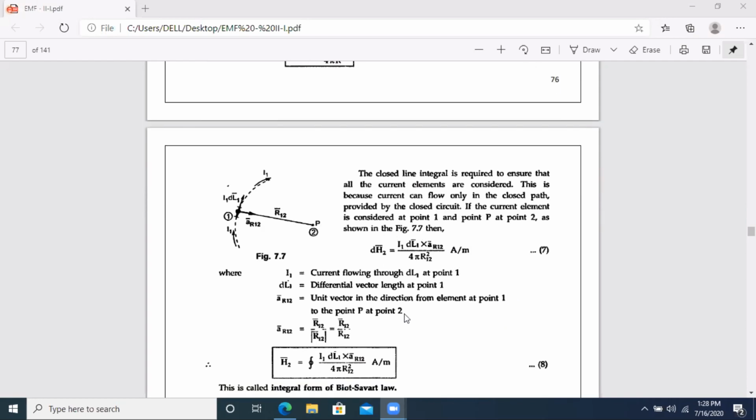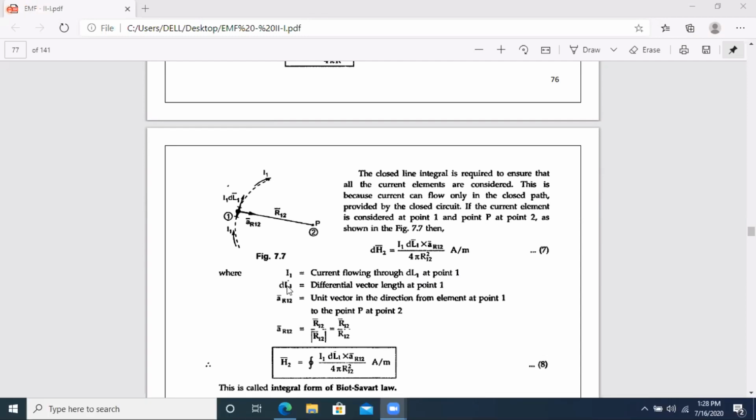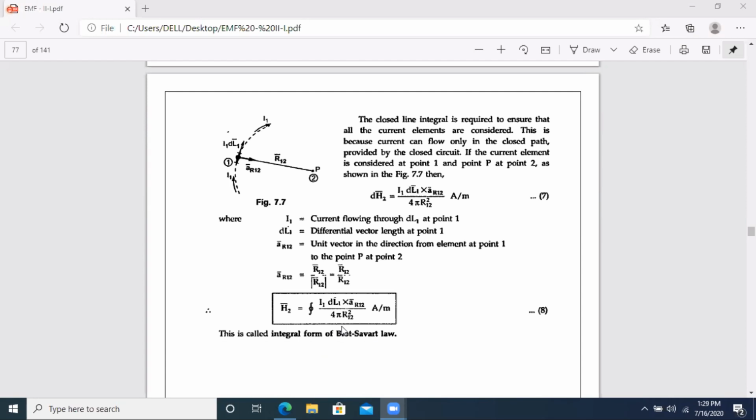For this equation, we have I1, current, times dL1 at point one, the differential vector length at point one, and aR12, the unit vector in the direction from the element at point one to point two. So the unit vector is vector R12 over R12. So the magnetic field at point two is given by this.